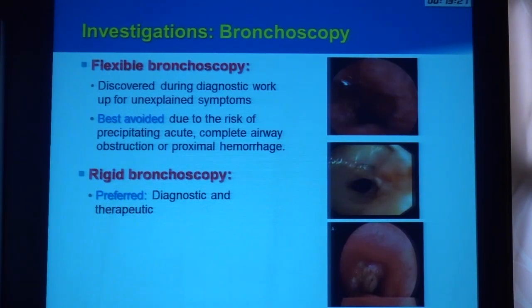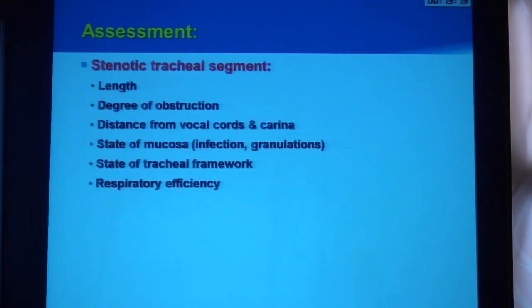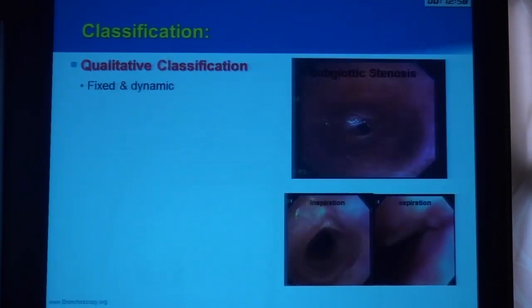It is better to avoid it because it may precipitate acute complete airway obstruction or proximal hemorrhage. Rigid bronchoscopy is preferred because it is diagnostic and therapeutic at the same time. The most important when you have a stenotic segment of the trachea is to assess its length, degree of obstruction, distance from the vocal cords and the carina, the state of the mucosa, the state of the tracheal framework from outside, and the respiratory efficiency.